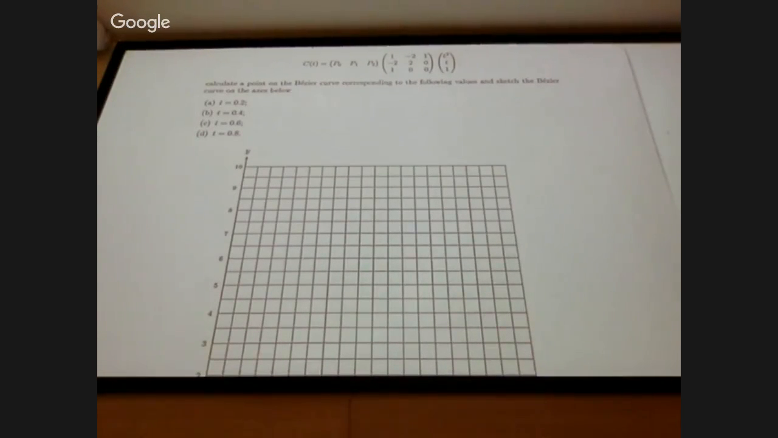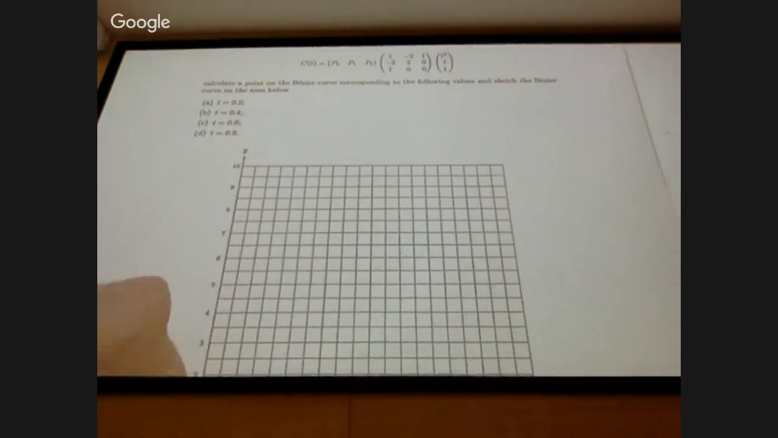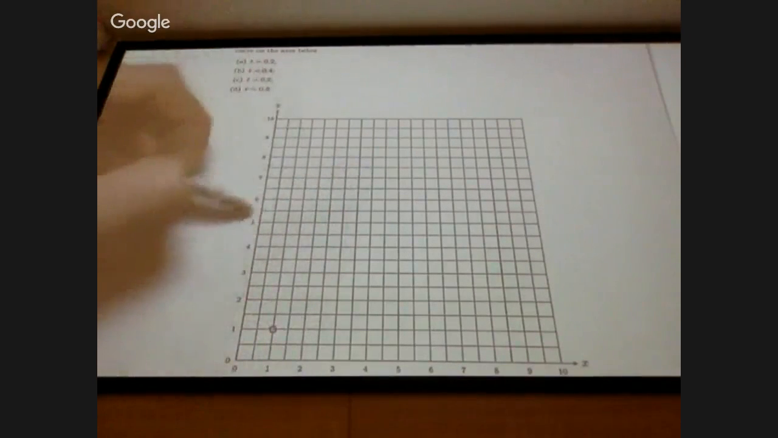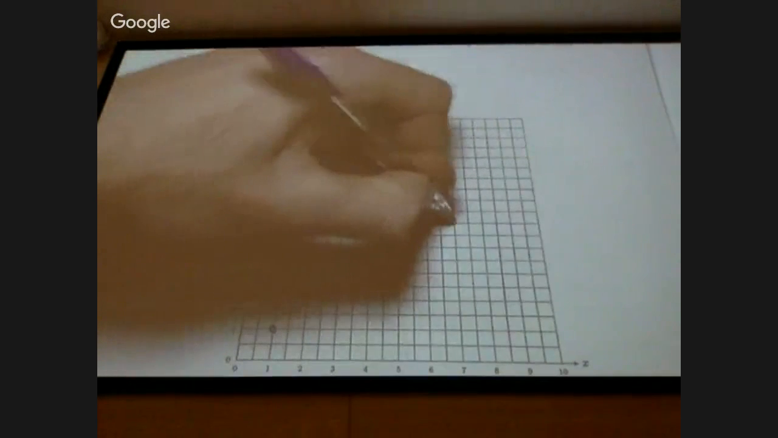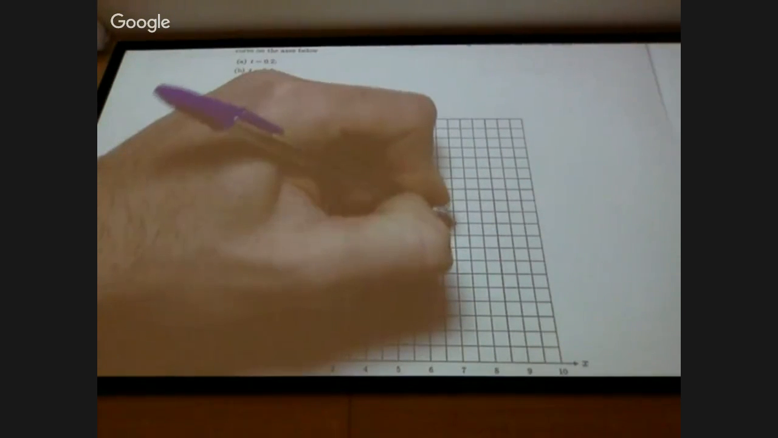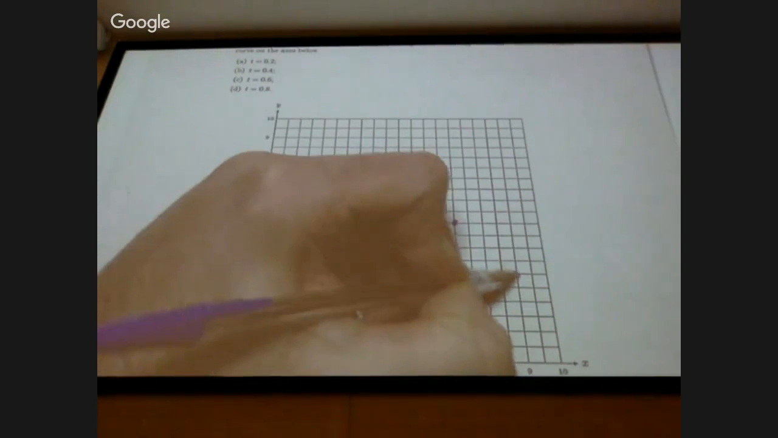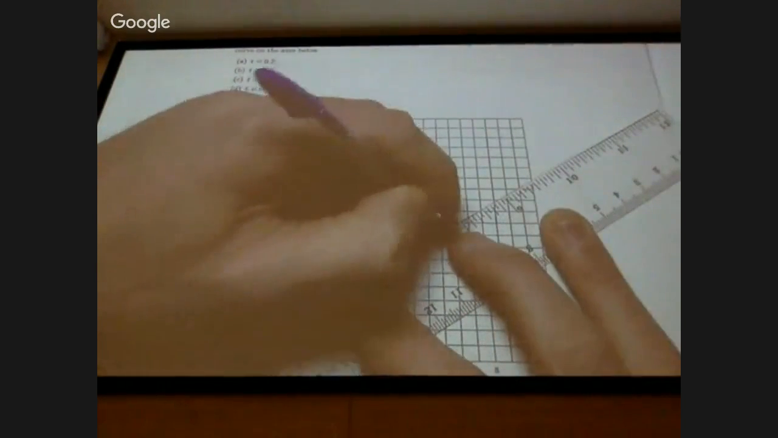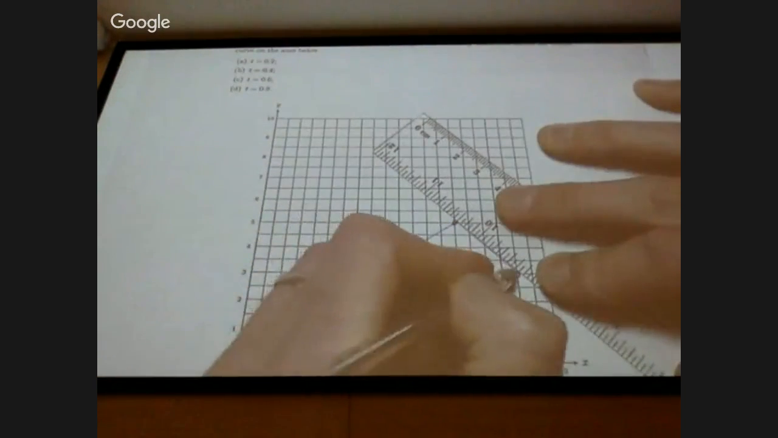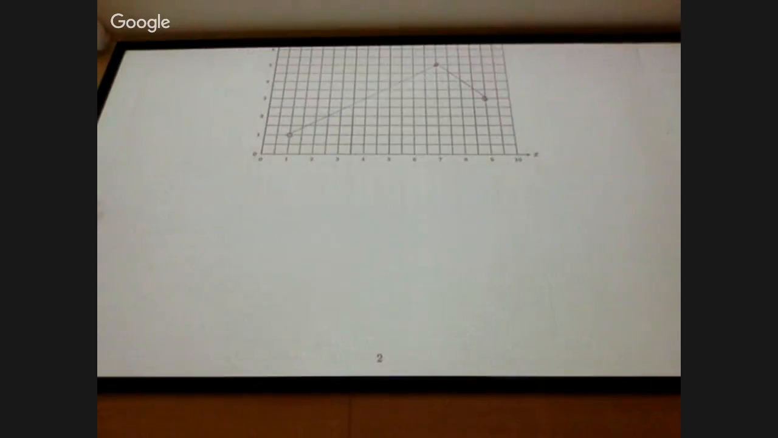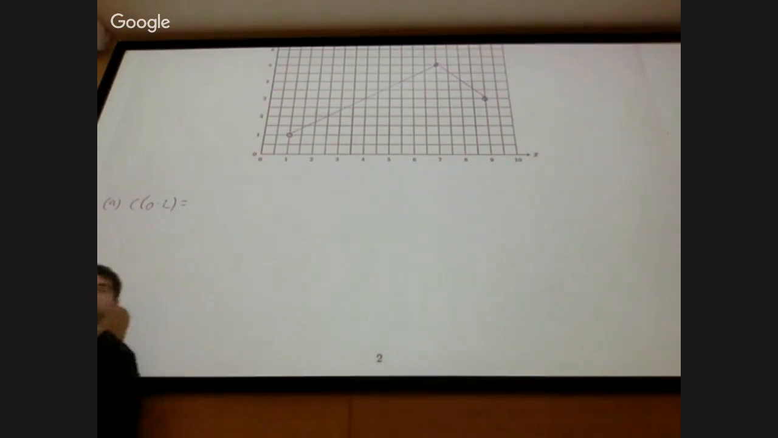Okay. What I'm actually going to do first is put the control points on this axis. There's 1, 1, 7, 5. And 9, 3. Okay, so that's your control points. Right, so we're looking to start with when t is equal to 0.2.